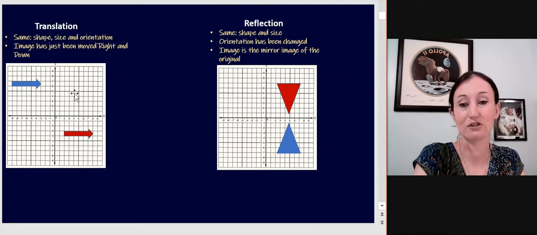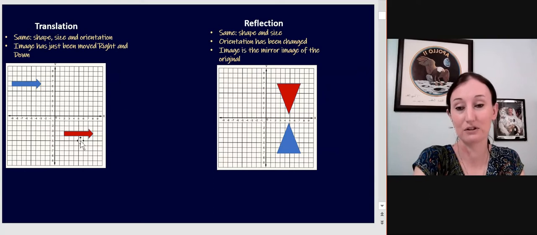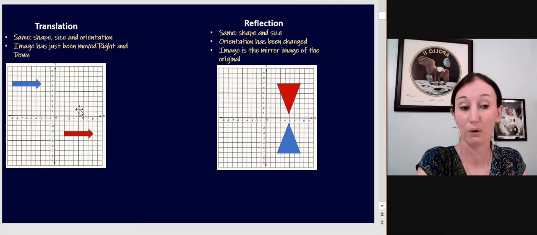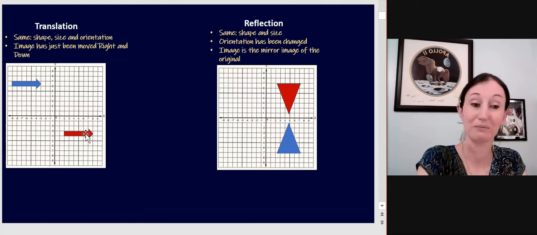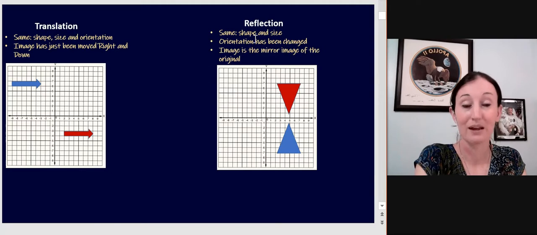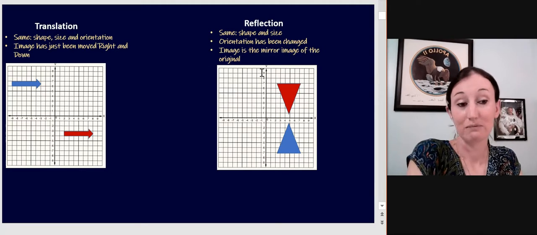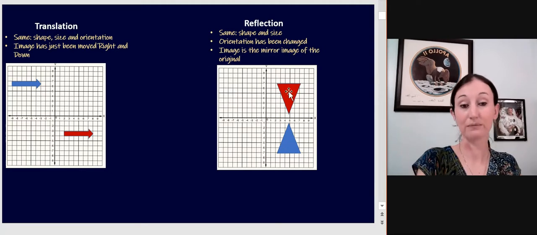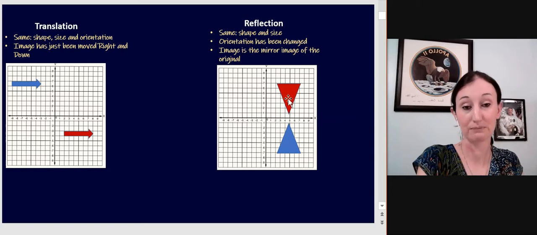So the first one we have is a translation. Our blue is the original, our red is the new. We've taken this blue arrow and we've gone down and to the right. Or you could say I've gone right and then down. Doesn't matter. You're going to end up in the same spot. Then we have our reflection. Again, original is blue. The reflection is red. We have reflected over the x-axis and formed a mirror image of our original.